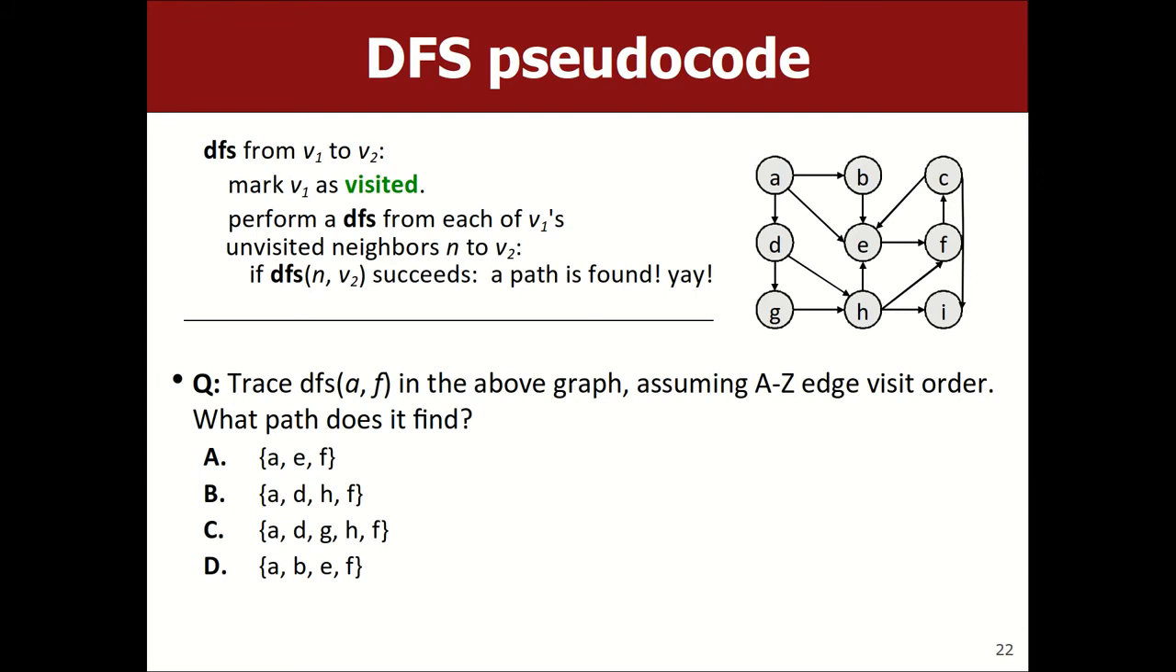If you're trying to run a DFS, maybe this is a function, the parameters are vertex one, vertex two. A lot of these algorithms involve marking a vertex as being visited, because you don't want to get in a cycle where you're getting back to the place you started, right? So mark the vertex as visited, and then, for each of the unvisited neighbors, the ones that are not marked as visited, you try to recursively do a depth-first search from that neighbor to the destination. And if you find the destination, then you did it, and hooray. If not, you try the next neighbor.